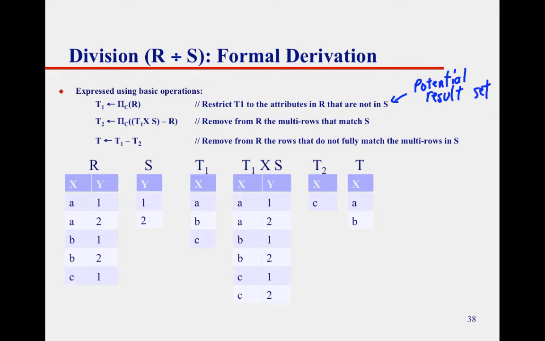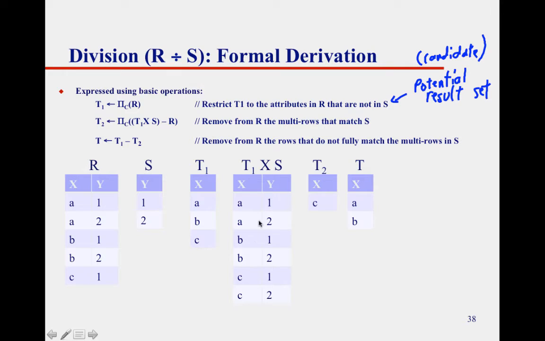But not everyone in T1, so you could also call it our candidate result set. Another way is our candidate result set. But not everyone in the candidate result set will actually make it to the result. So in step two, we are going to do something unusual. We remove from R the multi-rows that match S. So what we're going to do is take the Cartesian product of T1 and S. So we're taking our potential result set and crossing it with S.